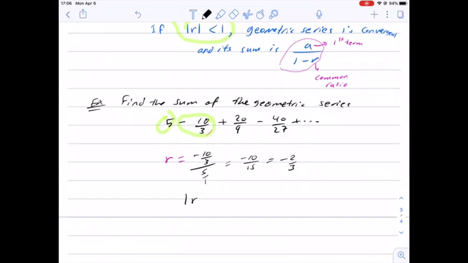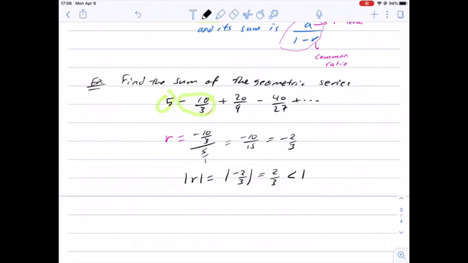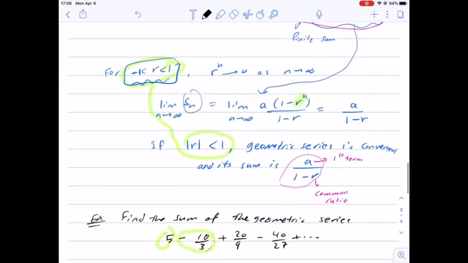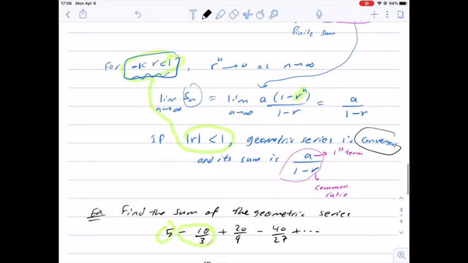Now if we take the absolute value of r, this is the absolute value of -2/3. This is 2/3, less than 1. If it's less than 1, then the geometric series is convergent.